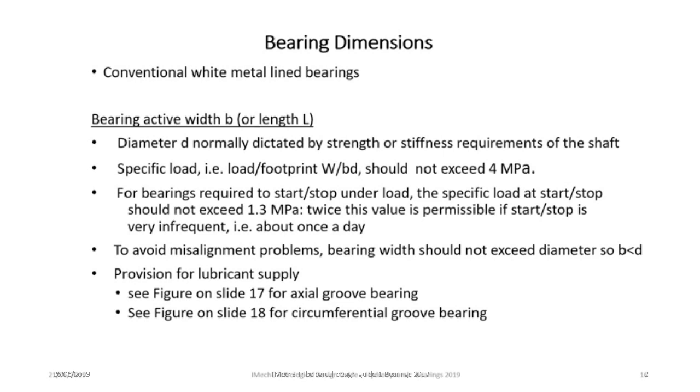If the machine is subject to a lot of starts and stops while still carrying the design load, then this nominal pressure should be much less, perhaps down to about 1.3 megapascals. If the bearing is too long, say with length more than its diameter, then there can be alignment problems, so that again, in general, dimension B should be less than diameter D. The lubricant supply pockets can be either axial or circumferential.